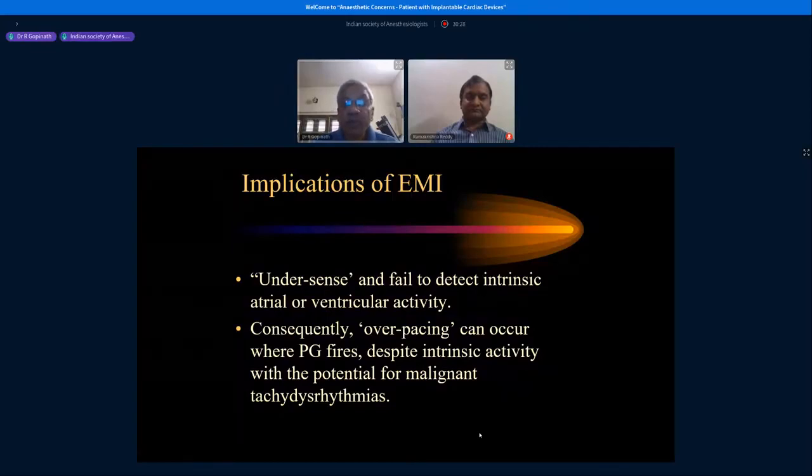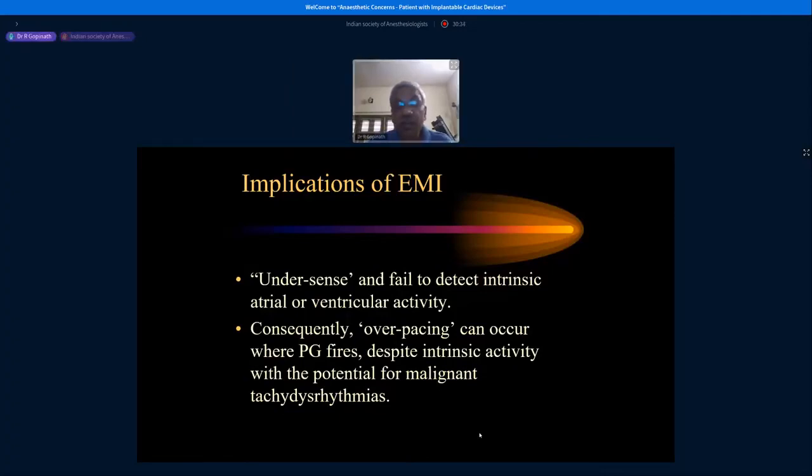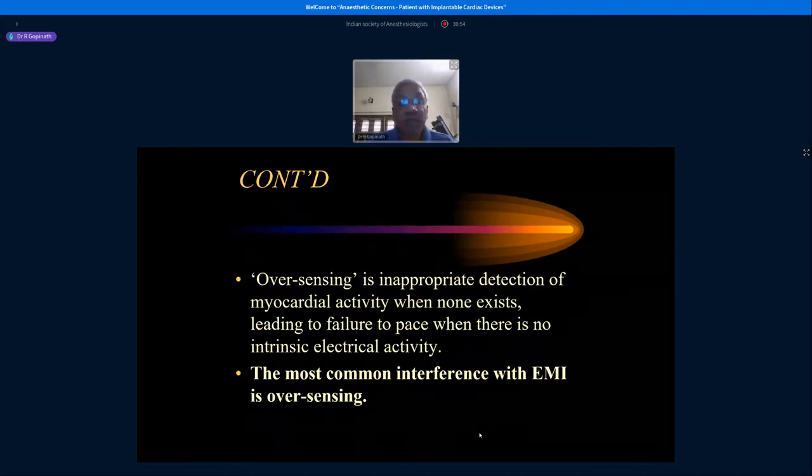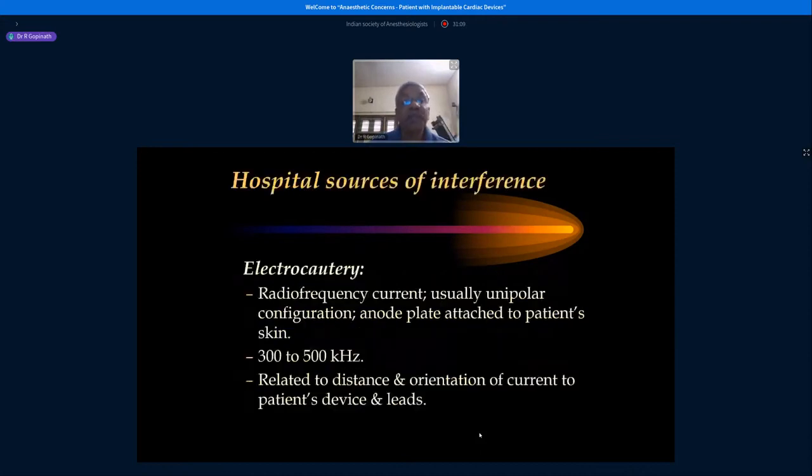So as there's some disturbance, it can trigger off a malignant tachyarrhythmia. Oversensing is also happening, which means the EMI is taken as inappropriate myocardial activity where there is none. This will inhibit the device from pacing when there is actually no intrinsic electrical activity. So the most common interference from electromagnetic interference sources is oversensing.